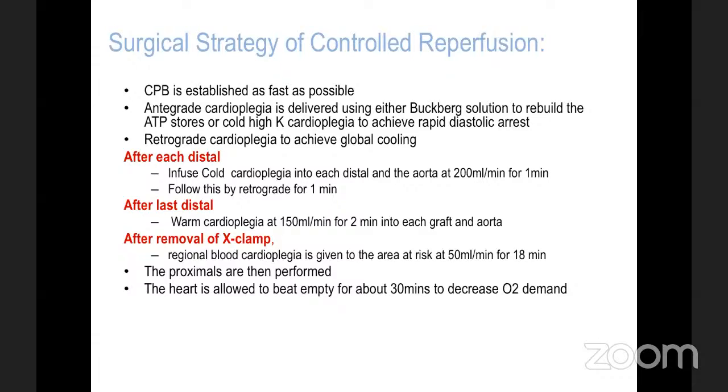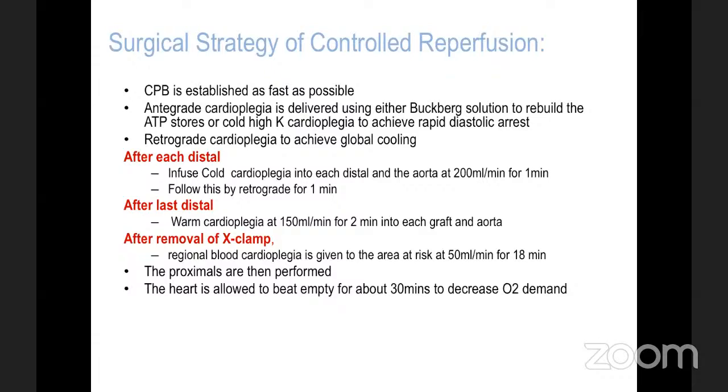And after each distal anastomosis, infuse the cold cardioplegia into each distal and aorta at around 200 ml per minute for 1 minute, and then follow this by retrograde for 1 minute. And after the last distal anastomosis, warm the cardioplegia at 150 ml per minute for 2 minutes in each graft.